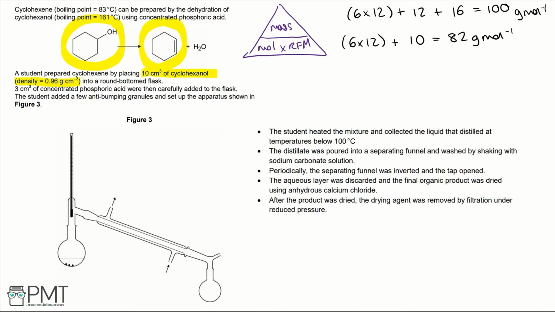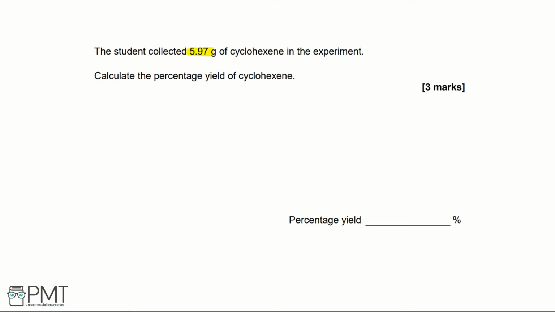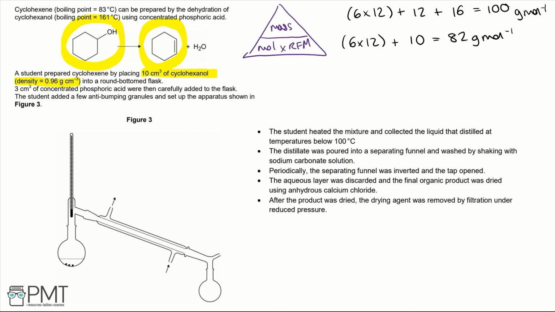Next, we need to work out the mass of cyclohexanol. We've already got the mass of cyclohexene from the question here, which is 5.97 grams. But we don't have the mass of cyclohexanol. However, we can work it out using its density and volume. And it's going to be 10 multiplied by 0.96, which is equal to 9.6 grams.